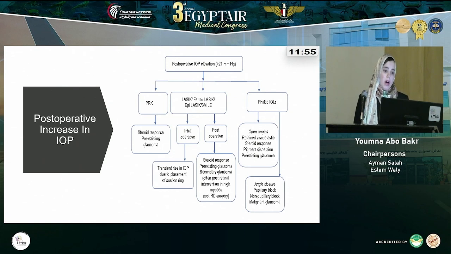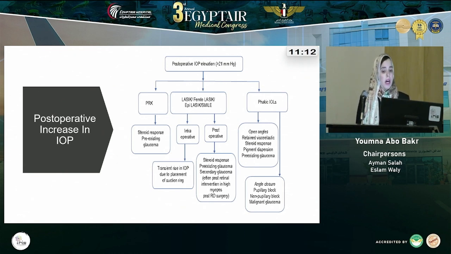So what are the causes? This is a diagram just illustrating the causes of postoperative IOP elevation in different situations. In PRK, the most common cause is a steroid responder. And if you didn't assess the patient well, then he probably has a pre-existing glaucoma in some cases. In LASIK, femtoLASIK, epi-LASIK, and SMILE, if it's intraoperative, it's due to the suction ring. If it's postoperative, again, it's due to steroid response, pre-existing glaucoma, or secondary glaucoma, if the patient had previous retinal detachment surgery. But again, this can easily be avoided if you properly assess the patient from the start.